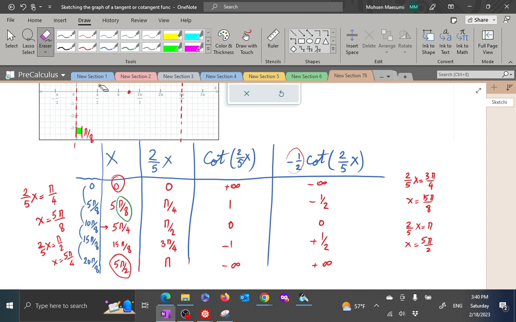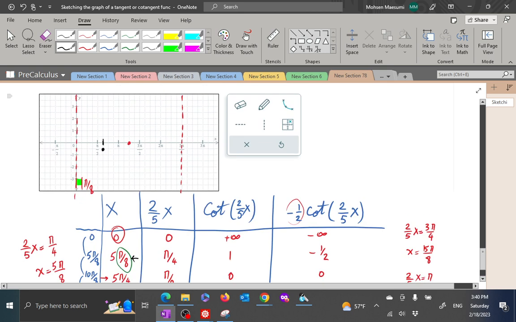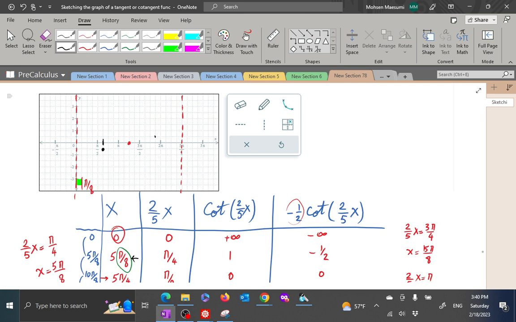Then 5 pi over 8. Here, 5 pi over 8. That's where we are going to hit minus a half. Well, 5 pi over 8 is going to be this location. This is 5 blocks here. I'm going to be minus a half, so that's what I want it to be stretched a bit. So this is minus a half. You have to click there, and 5 blocks over, that's going to be plus a half. So this is going to be the picture that we are going to have.